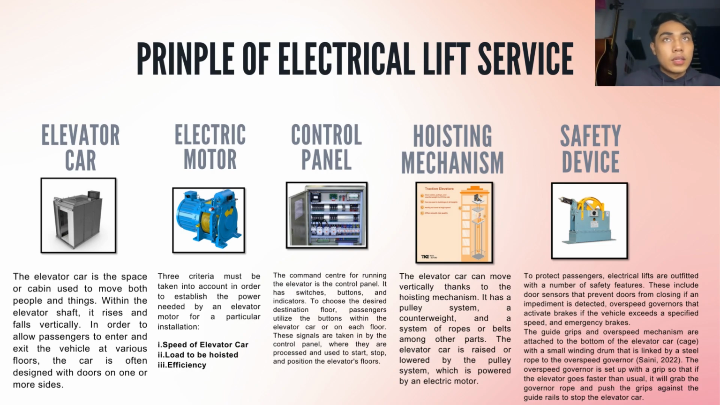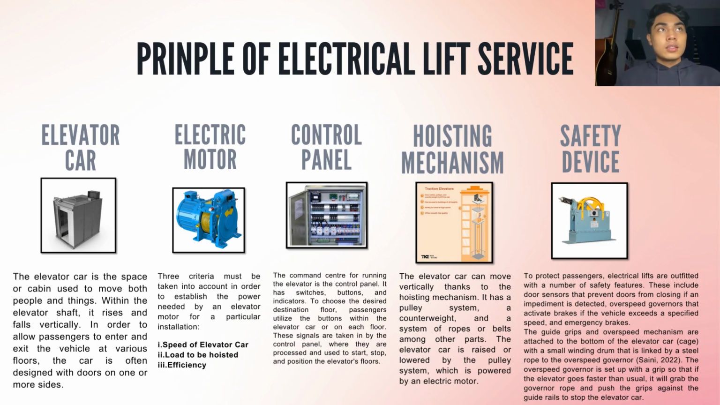So next is the electric motor. It is used to raise and lower elevator cars. In order for the elevator car to move up and down, the turning force generated by the elevator motor is transferred to the rope winding drum. There are three criteria that must be taken into account to establish the power needed by an elevator motor for a particular installation, such as speed of the elevator car, load to be hoisted, and the efficiency.